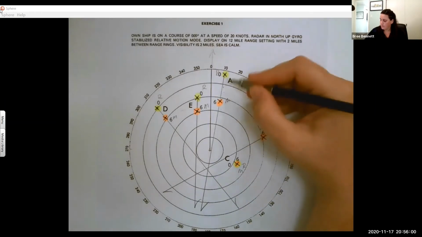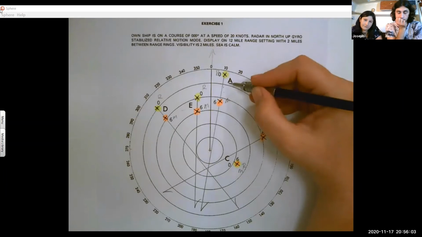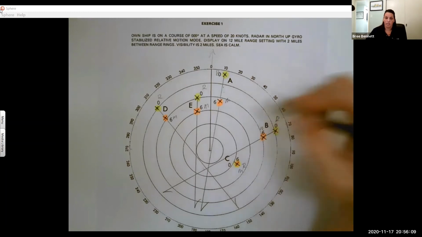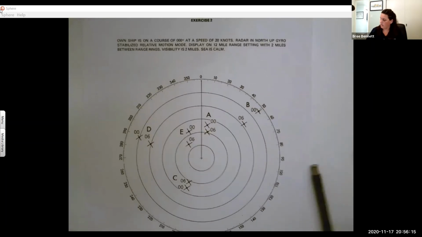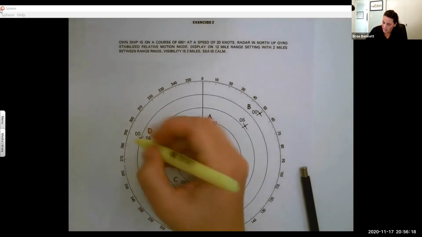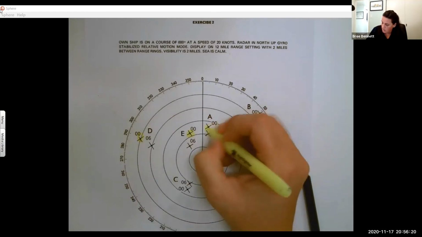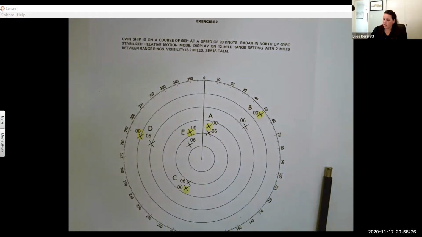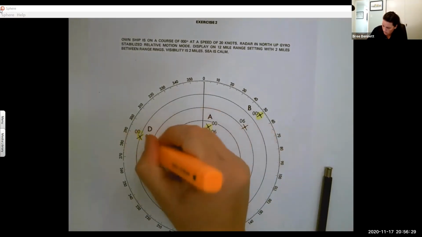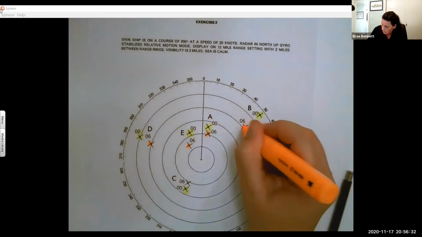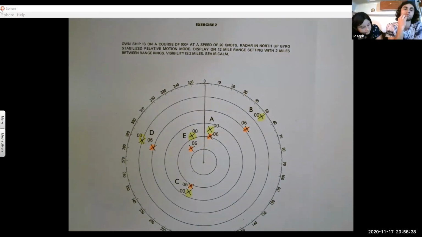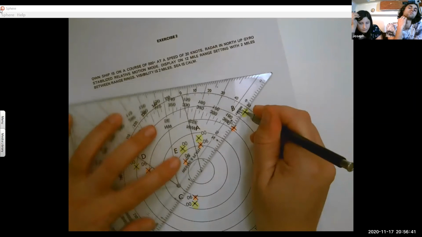But this is what I do my first triangle for and my second triangle. And then I can plot what happens on the other ones. So hopefully we get another one here that might have some more. We have things happening at minute 0, and then 6 minutes later, we get more blips on the screen. So let's plot those relative motion lines and see what we get.